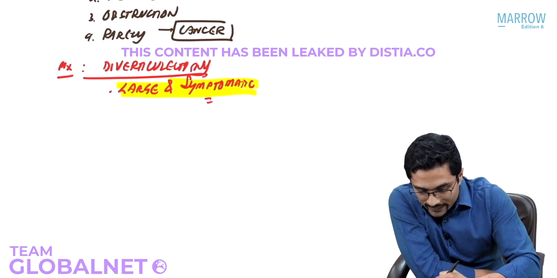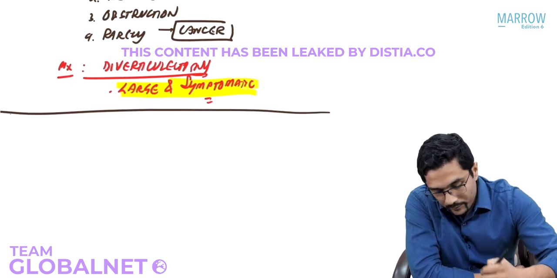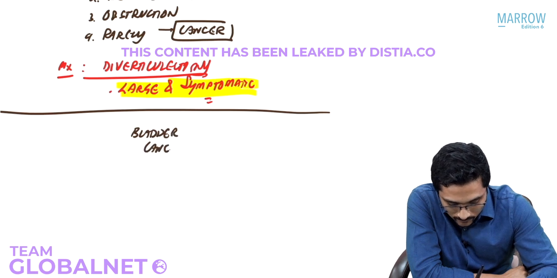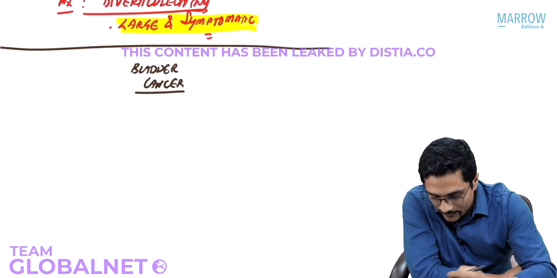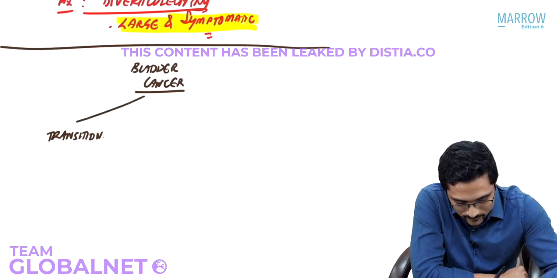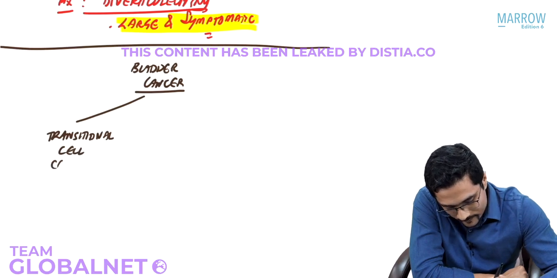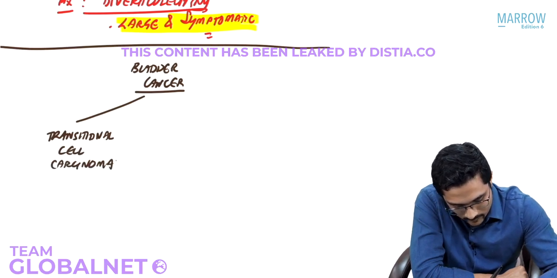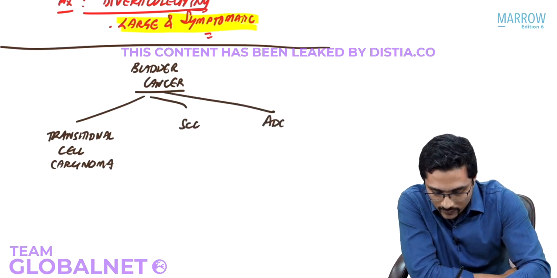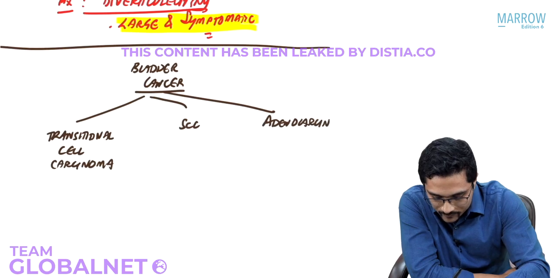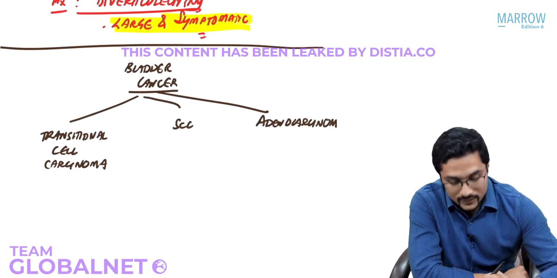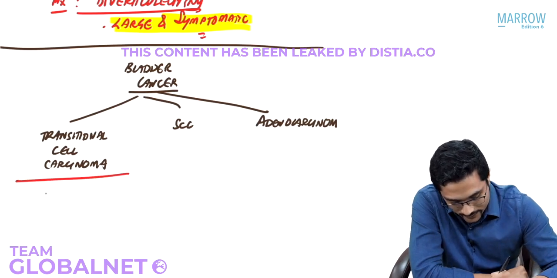The next topic which we need to talk about is the main topic in bladder, that is bladder cancer. Now, bladder cancer can be of 3 types. You can either have TCC or transitional cell carcinoma of the bladder, there can be squamous cell carcinoma of the bladder, and you can have adenocarcinoma of the bladder as well. Now, amongst these three, you know that the most common bladder cancer is transitional cell carcinoma, or TCC.